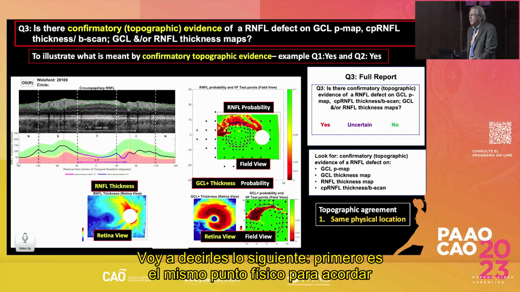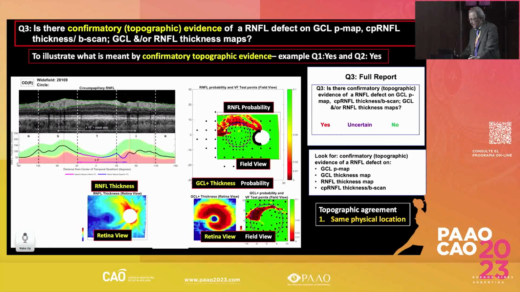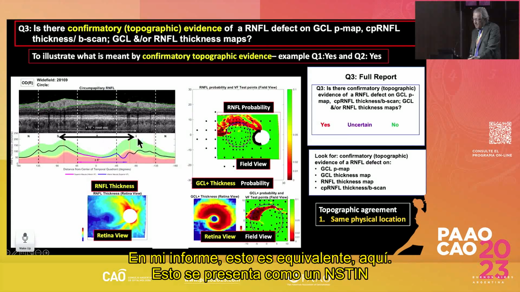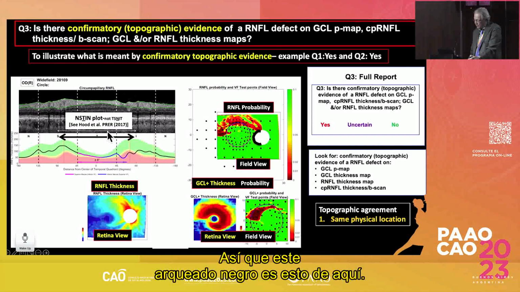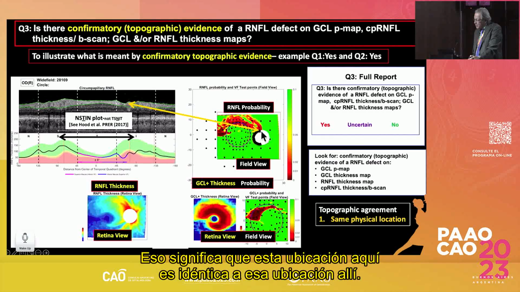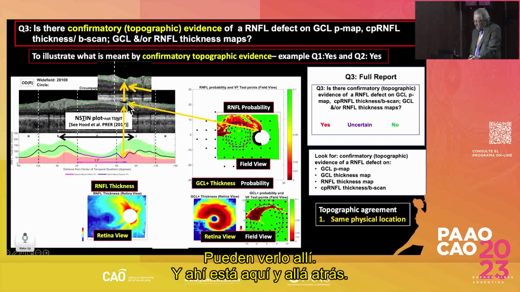So we're going to mean 2 things. The first thing is the same physical points should agree. If you have artifacts, it won't necessarily be the case, but the same physical points should agree. So here's the temporal half of the disc. In my report, this is equivalent here. This is presented as an en face view, so the temporal region's in the center here, right? So this black arcuate is this right here, right? That means this location here is identical to that location there. And that location there is identical to this dip. Same location, you can see it there. And there it is on here, and there it is back there.